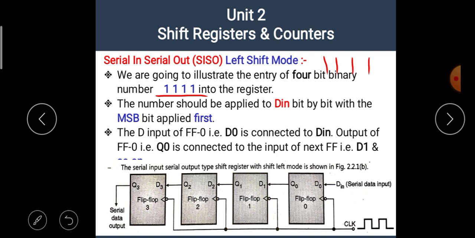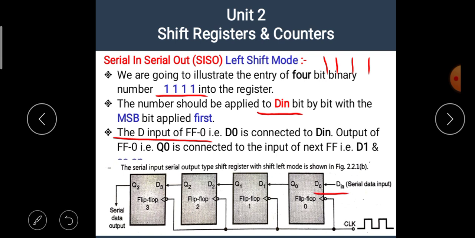The number should be applied to D in bit by bit, with the MSB applied first. This number is applied to D in, where the MSB, that means this one, is applied first. The D input of flip flop 0, that is D0, is connected with D in.